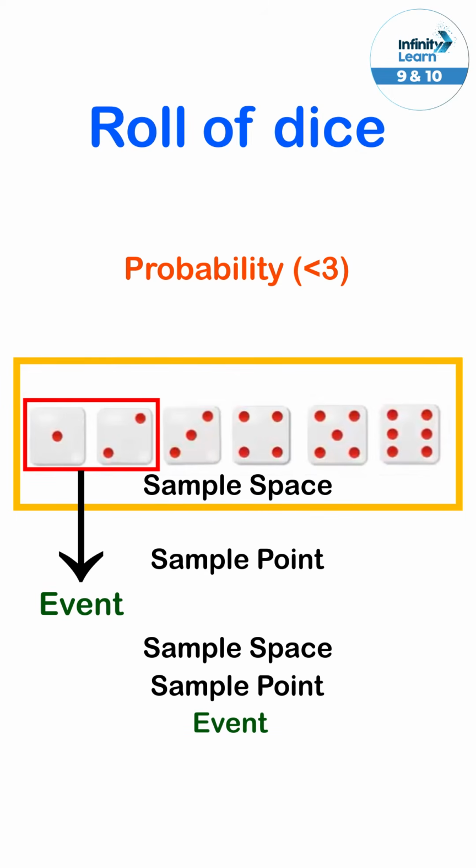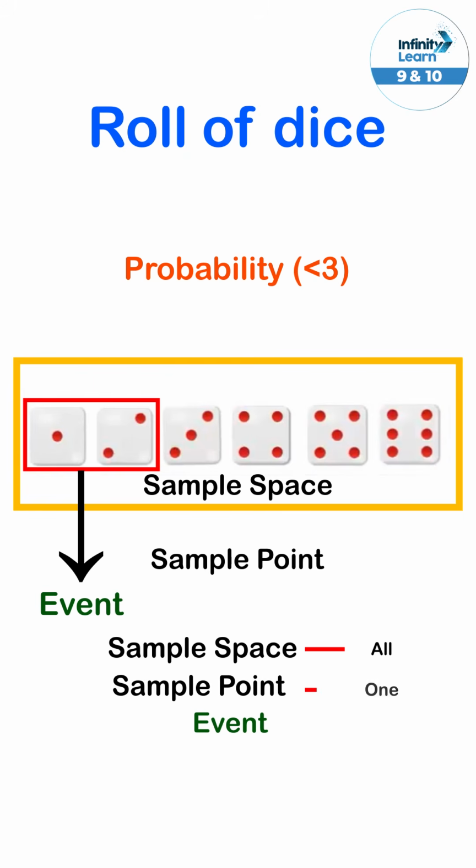Let's review what we just learned. We saw what a sample space is. It can be defined as all possible outcomes. Then we saw what a sample point means. A sample point is one possible outcome. Any one outcome from all possible outcomes.